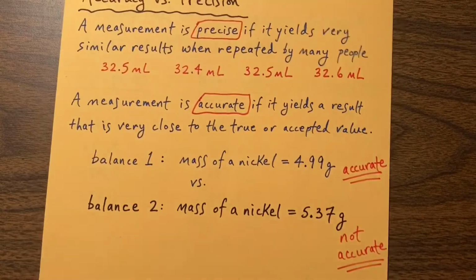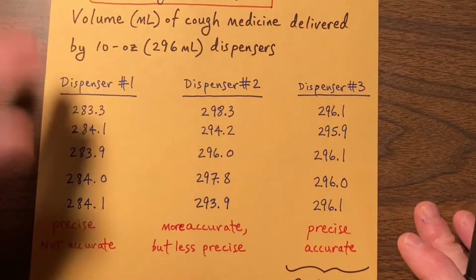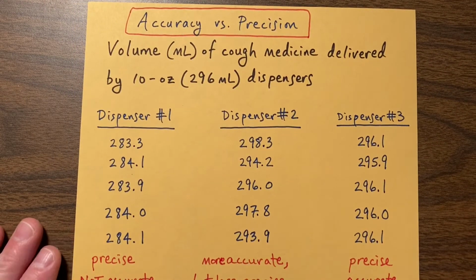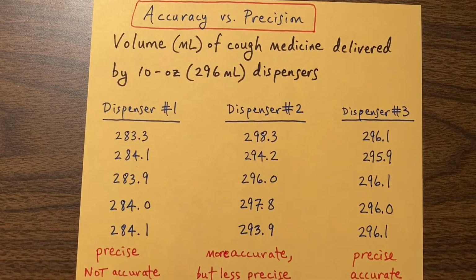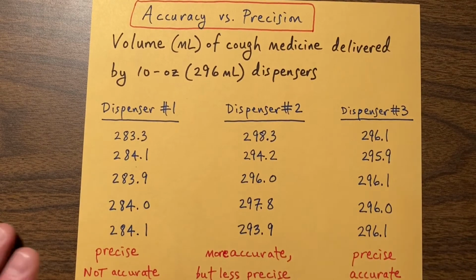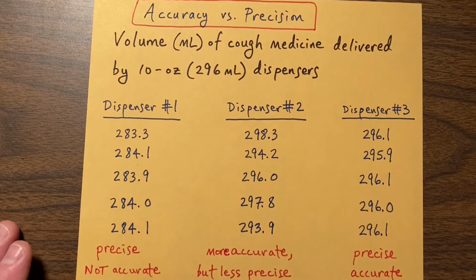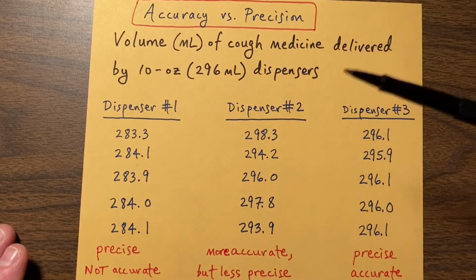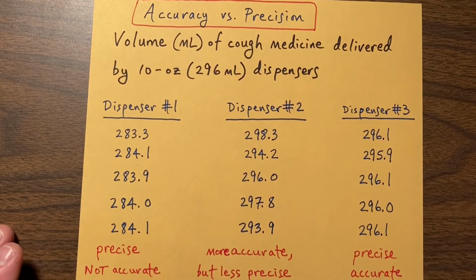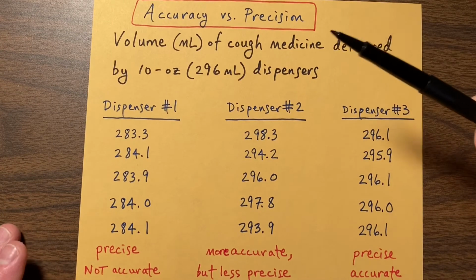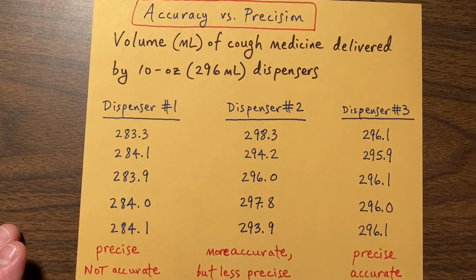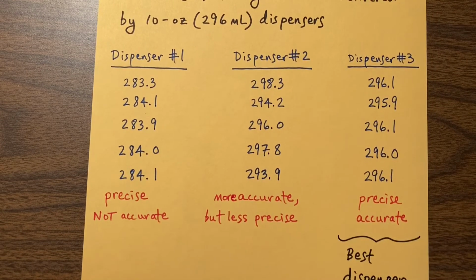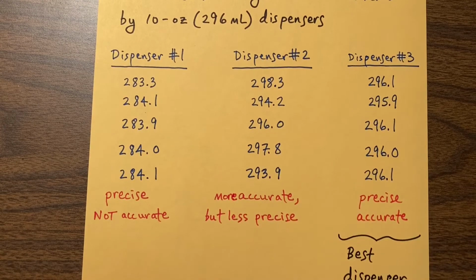So another way to illustrate the difference between accuracy and precision might be a series of data that somebody acquires. Let's say they work for a company that makes 10-ounce dispensers, which is 296 milliliters, and they have to make sure that they're delivering 296 milliliters accurately. Whoever buys them wants to know that they are accurate, especially when you're dealing with medicine. You have to deliver very precise and accurate amounts to be safe. So let's say they make 3 different dispensers, or they're buying them from 3 different suppliers. One dispenser, we'll call it dispenser number 1.